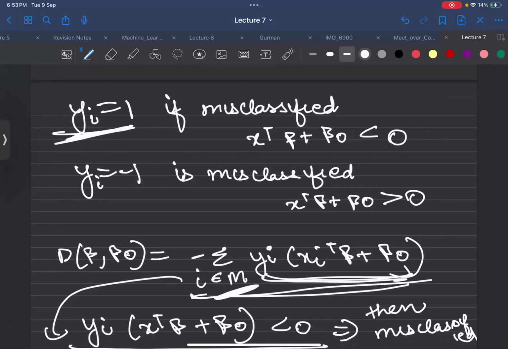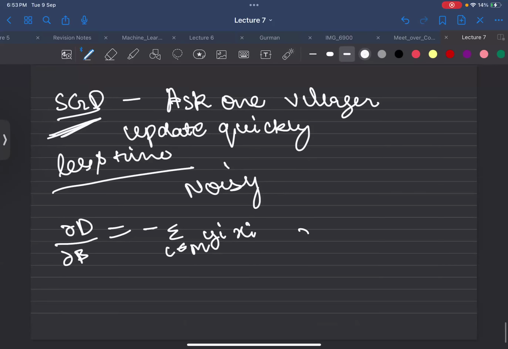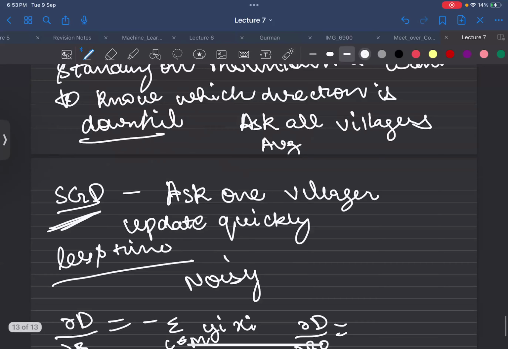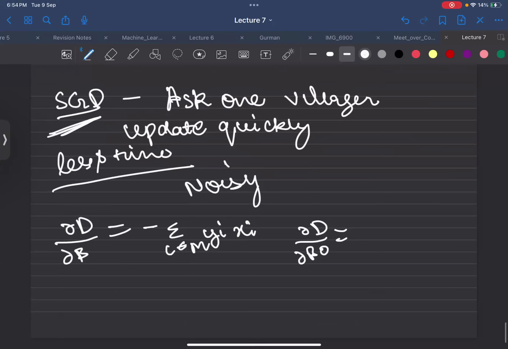With respect to beta, it's just xi into yi, minus yi into xi. With respect to beta naught, minus yi. Summation, obviously, it will be there.